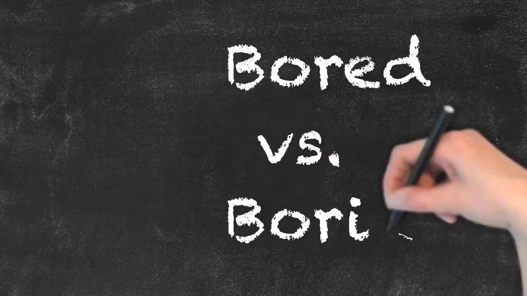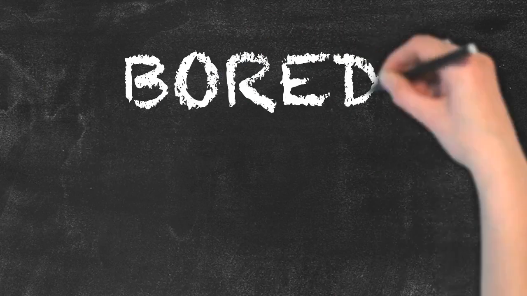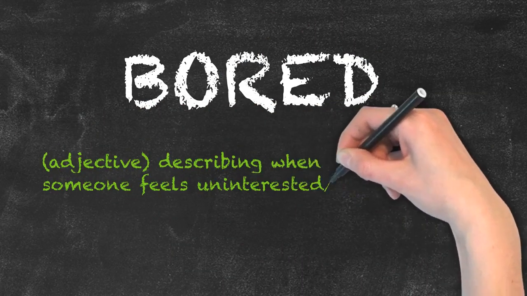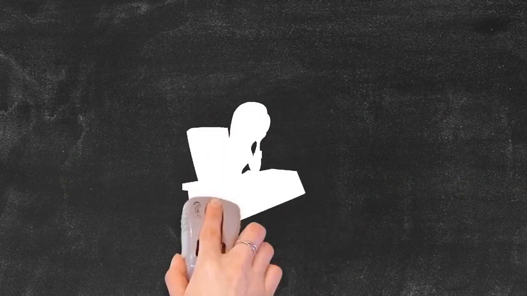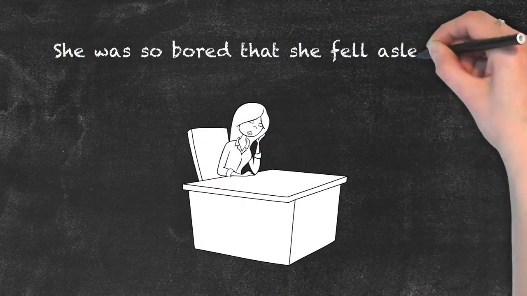Bored versus boring. This pair of words is often confused by English learners, and every English language teacher should know how to make the difference clear. Bored is an adjective describing the feeling when there is nothing to do or when someone is not interested. For example, she was so bored that she fell asleep.